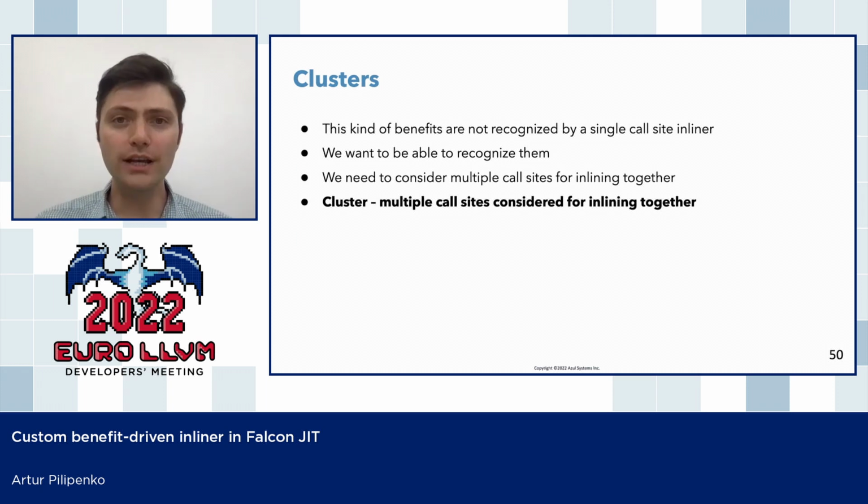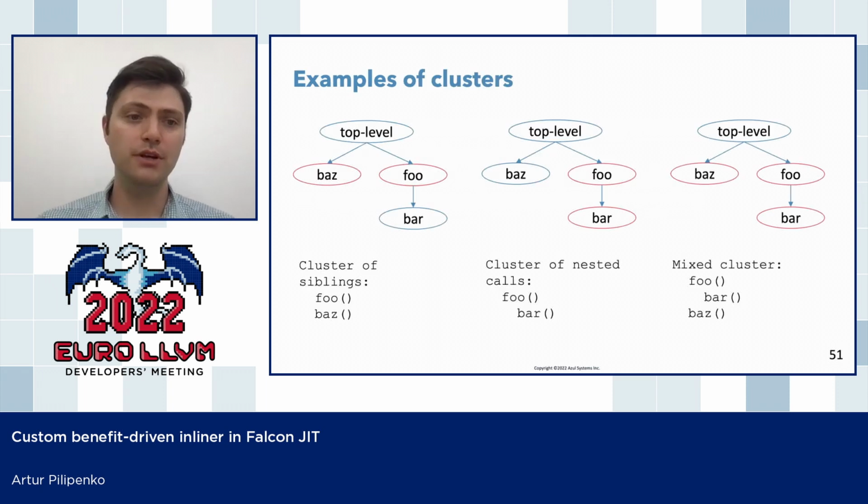And in order to recognize them, we need to consider multiple call sites for inlining together. And we would call it a cluster when we have multiple call sites considered together. And it can be clusters of sibling call sites, or clusters of nested call sites, or it can be a mixture of the two.